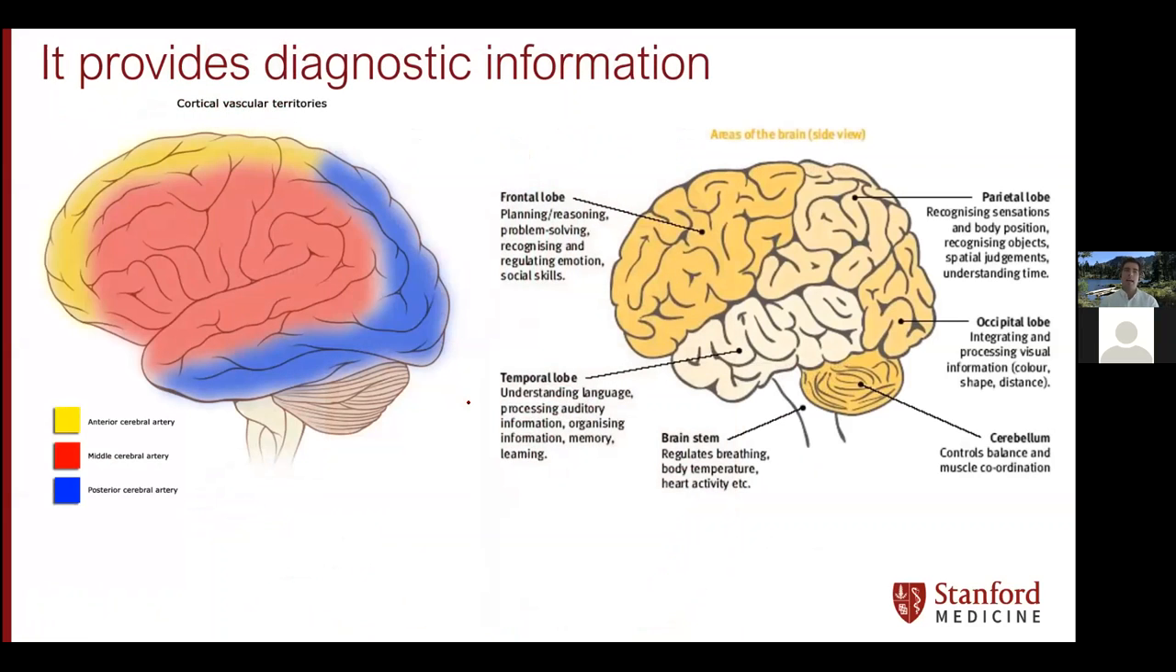It also provides important diagnostic information. So here on the left are the regions perfused by your anterior, middle, and posterior cerebral artery. And these are the regions of the brain and where they act. So for instance, the temporal lobe acts on learning and language, and the occipital lobe acts on visual processing. So if you have a middle cerebral artery occlusion, which affects this red region right here, you're going to affect the temporal lobe, and you're going to have issues with language processing, and you're going to have aphasia, right? Whereas if you affect the posterior cerebral artery, you're going to affect the occipital lobe, and that frequently presents with difficulties with vision, or often vision loss.